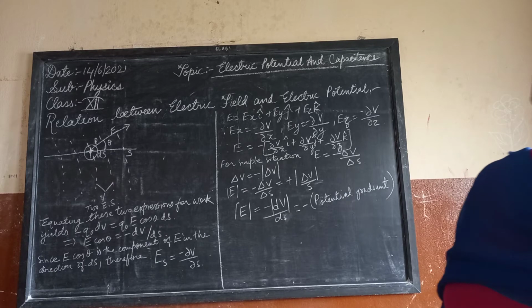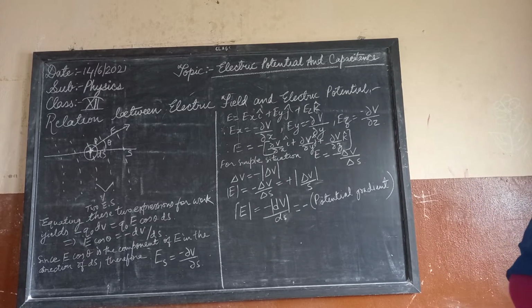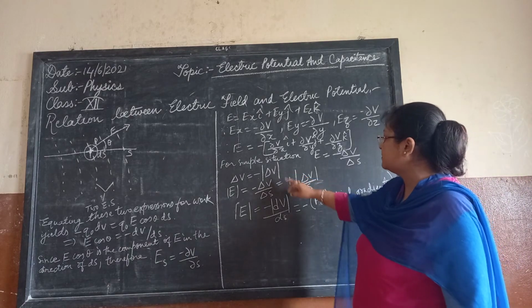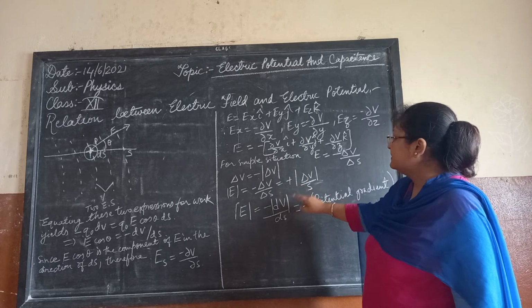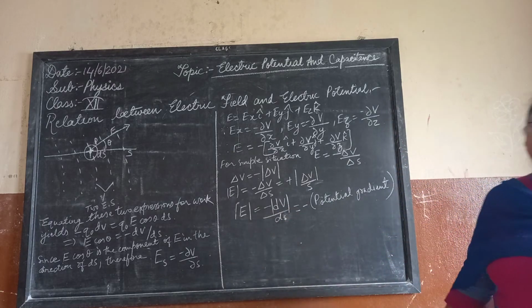Further, the magnitude of the electric field is given by the change in the magnitude of the potential per unit displacement normal to the equipotential surface at a point, and this is what we call the potential gradient. I repeat, the magnitude of the electric field is given by the change in potential per unit displacement normal to the equipotential surface at that point, which we call the potential gradient. So we take the equation minus dV upon dx, which is the potential gradient itself.